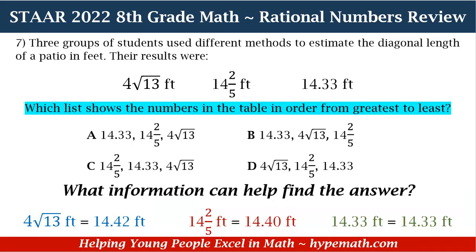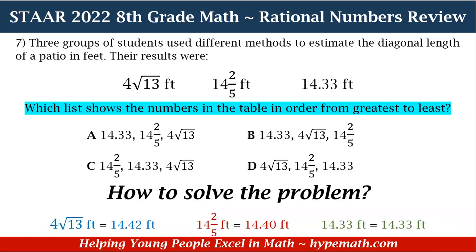So now that we have this information, again, 4 in the square root of 13 feet is equal to 14.42 feet. 14 and 2/5 feet is equal to 14.40 feet, and 14.33 feet is the same, 14.33 feet.